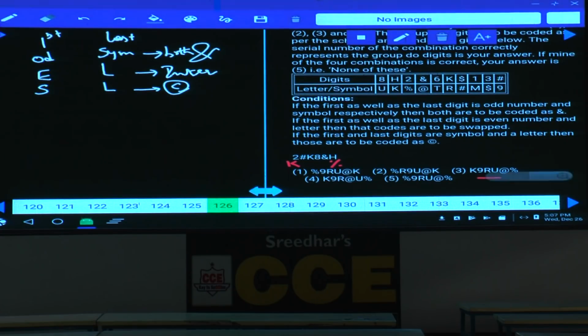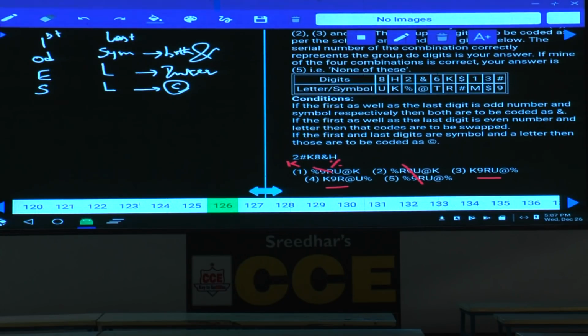Now check choice 3 and choice 4, because in these two choices only we have the first and the last elements K and percentage. The remaining choices were ruled out directly. Rather than checking each and every element, because finally we are left with only two choices, start comparing between these.